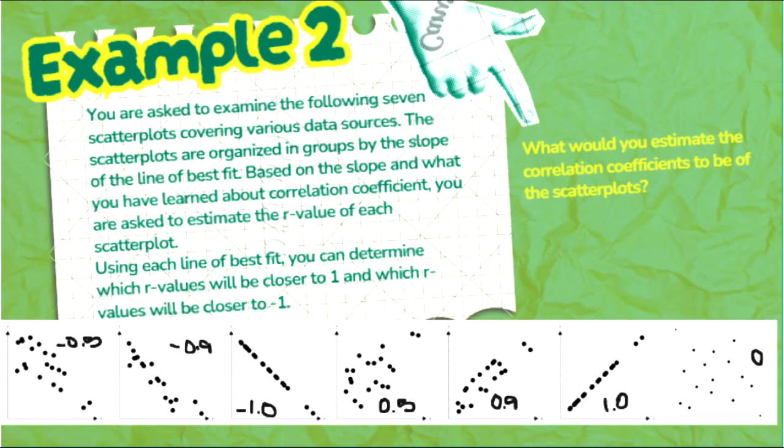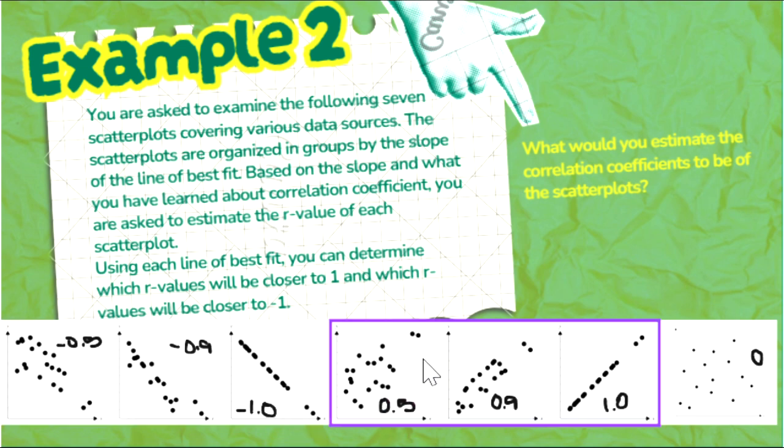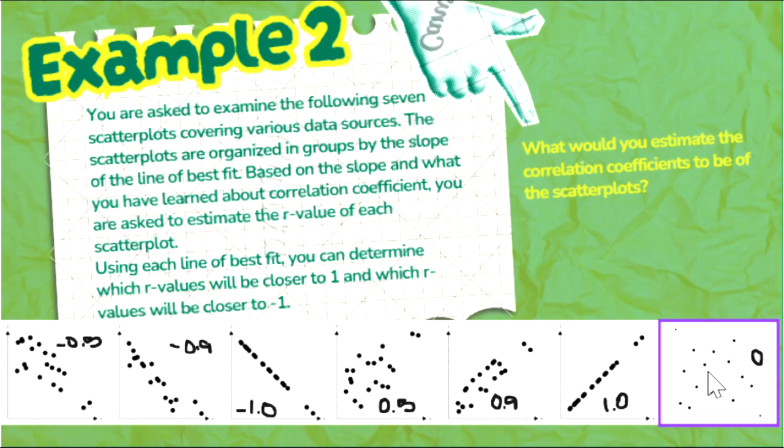So the numbers they came up with for this one, they said this is about a negative 0.5, this is about a negative 0.9, and this one they're all on the line, so it's negative 1. Okay. For this one, they said positive 0.5, positive 0.9, and 1 because they're all on the line. And this one would be 0. When it's completely random, you're at 0, and there is no line of best fit.